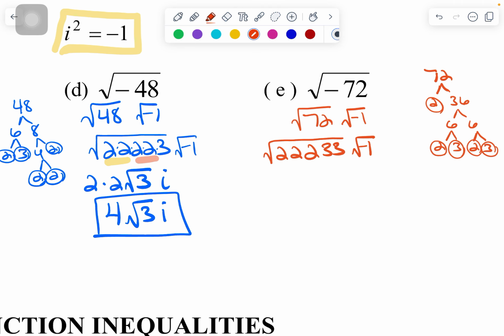So I've got a pair of 2's, and I have a pair of 3's. So I'm going to take a 2 out, I'm going to take a 3 out. What didn't pair up stays underneath the square root. Square root of negative 1 is i. So 6 root 2 i.